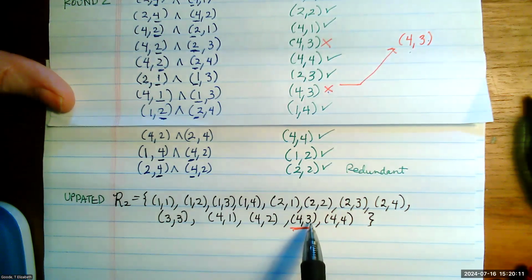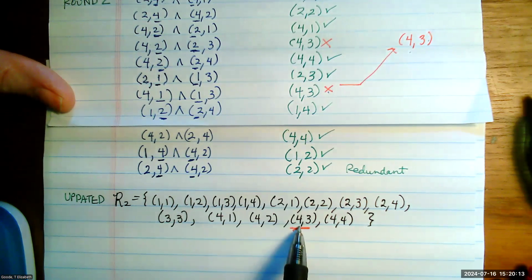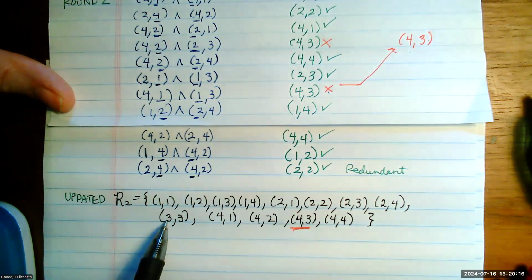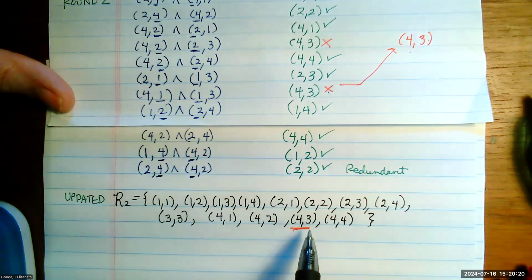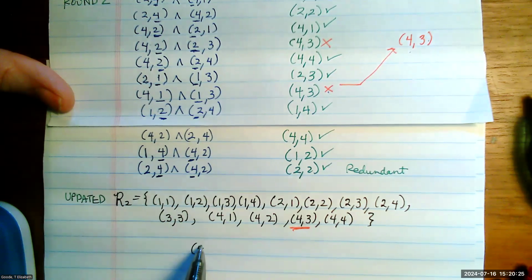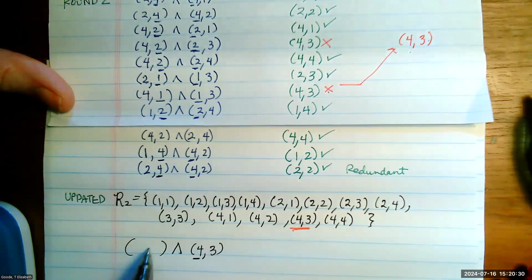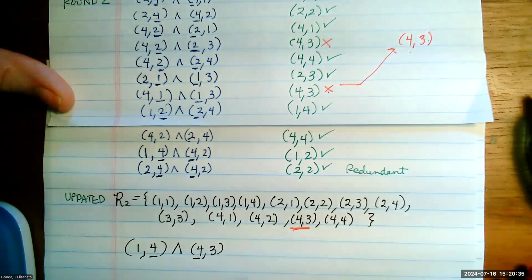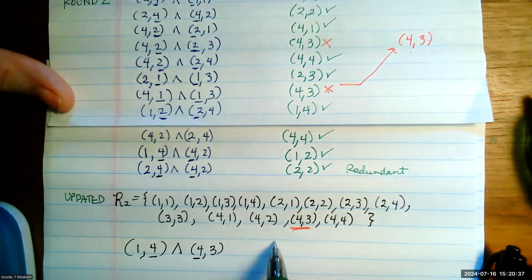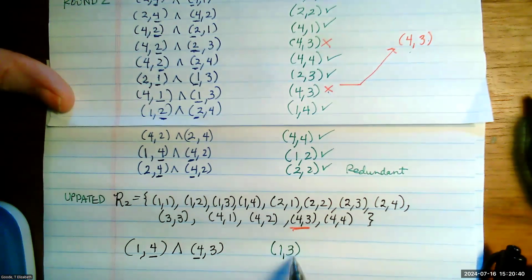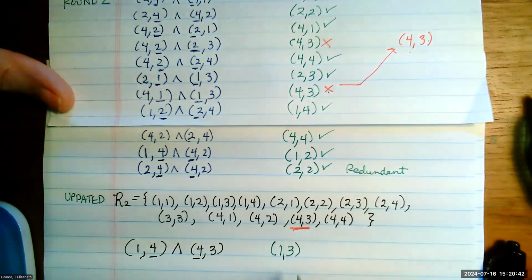So if we put 4, 3 first, the only thing that has 3 as a first coordinate is 3, 3, right? So we don't have to worry about that. If we put 4, 3 second, however, so that we're crossing over on the 4, we're looking for ordered pairs that end in 4. And we have them all, right? So 1, 4. So what would be the element we need? 1, 3. Do we have 1, 3? Oh, we do have 1, 3. Great.